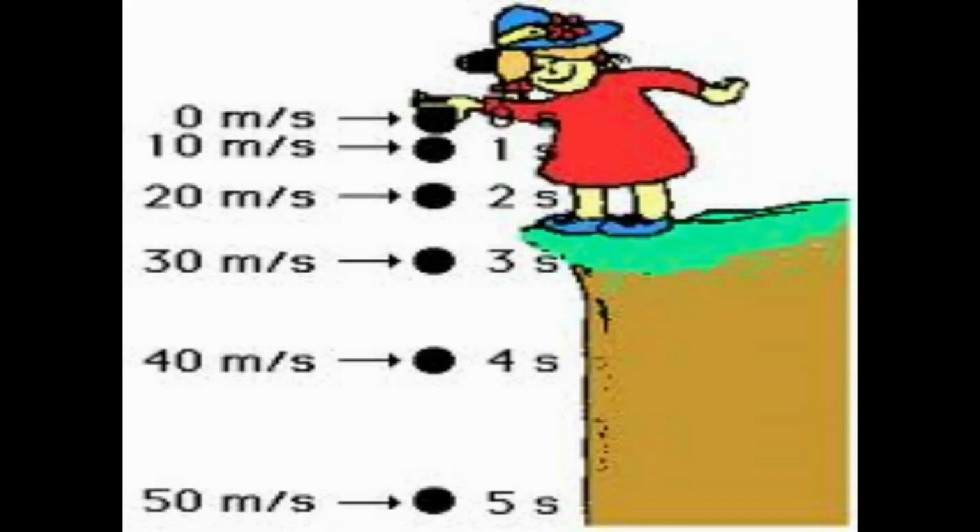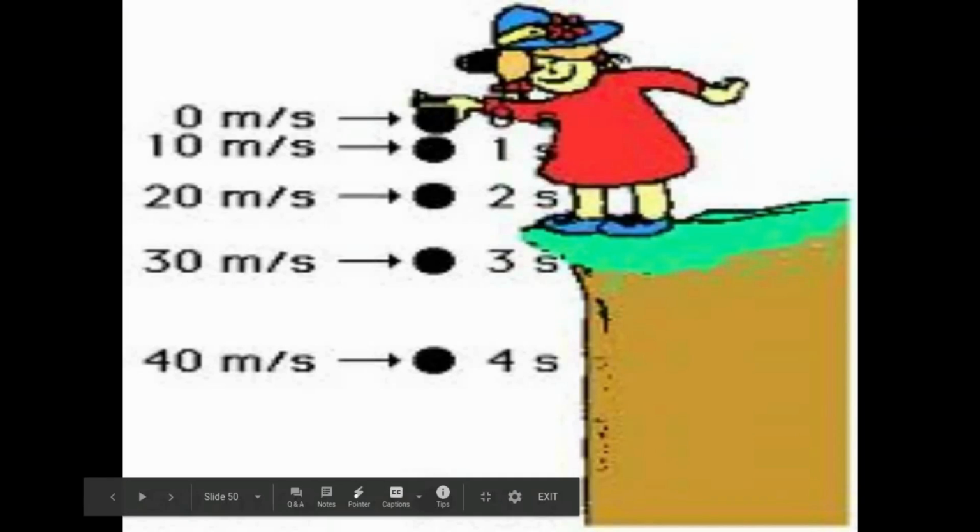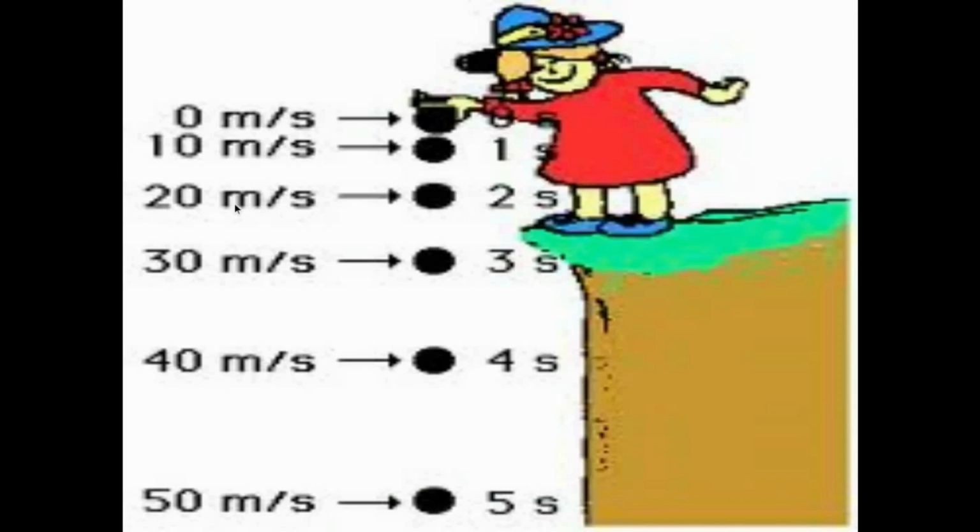If that 9.8 was rounded to 10, basically that means for every second that an object falls, it's going to speed up 10 meters per second. After 1 second, the object would be going 10 meters per second. After 2 seconds, the object would be at 20 meters per second, and so on. Again, this is if we're rounding that 9.8 to 10. In our problems, we will use 9.8, so it'll be more exact.